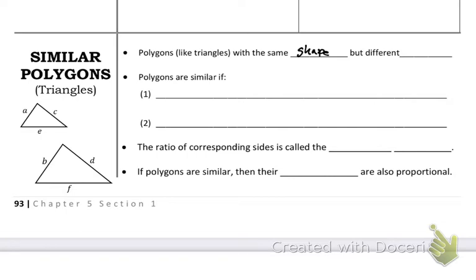So the way I picture that is, I picture a magnifying glass. When you take a magnifying glass up to a picture, it makes it bigger or smaller depending how close or far away you are. It's still the same shape, it's just the proportions are different. It's still proportionally equal, but one's bigger and one's smaller. So polygons are going to be similar if all of the angles are congruent. That doesn't change from congruent triangles. All of our angles must be congruent. So corresponding angles are still congruent.